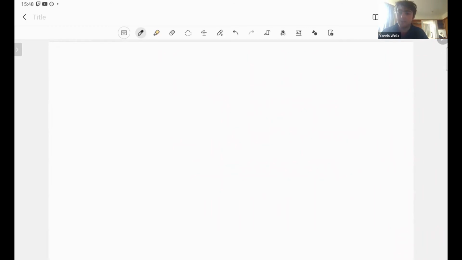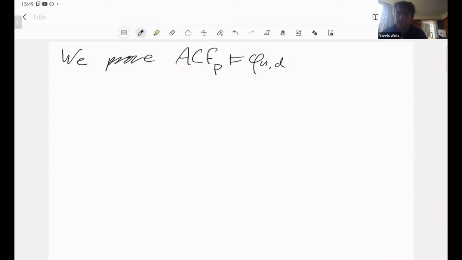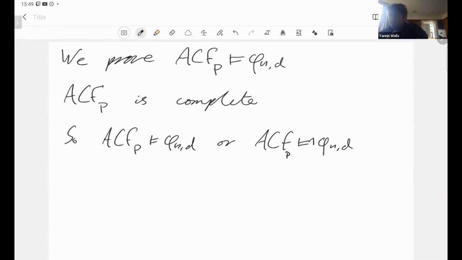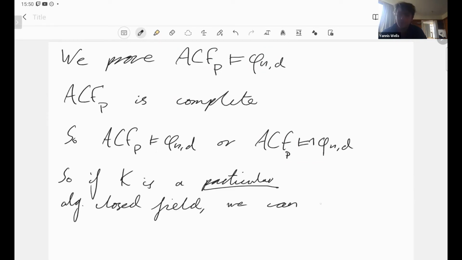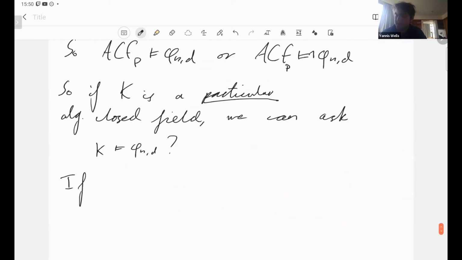Now we're going to prove this in characteristic p first. This again might seem like a bit of black magic. So this is complete. So one of these things holds. And note that if we have a particular model of this theory, I know I haven't specifically stated this before, but I'm going to state it now: if we have a model of this theory, and this theory proves something, then that thing will have to be true in the model. So if K is a particular algebraically closed field, we can essentially just ask, is this the case? If yes, then we have this.